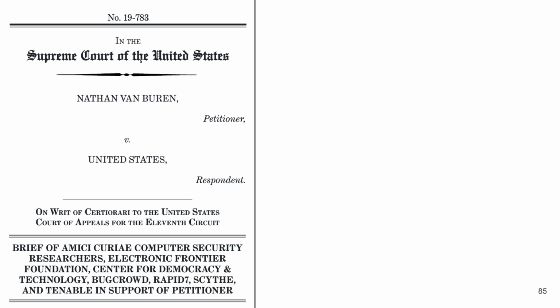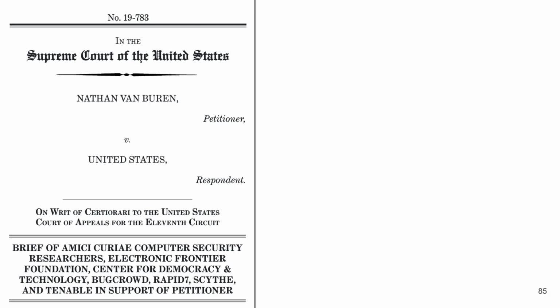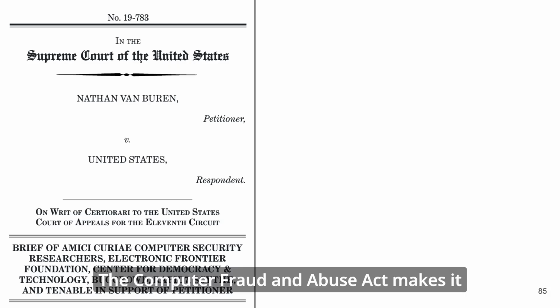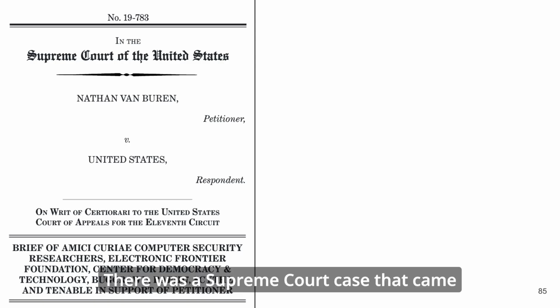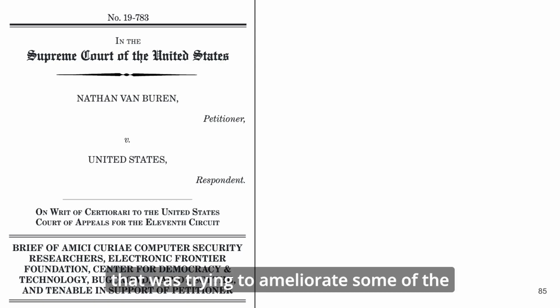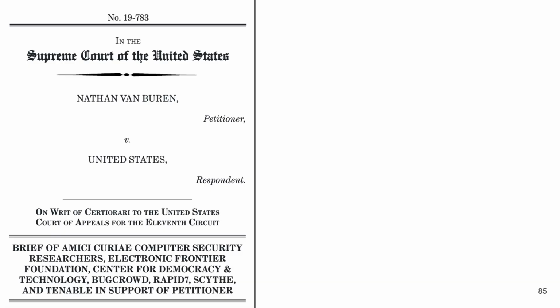It got even more extreme. So at a certain point, I actually helped, there's a law called the Computer Fraud and Abuse Act. And the Computer Fraud and Abuse Act makes it illegal for you to gain unauthorized access to a system. And there was a Supreme Court case that came up, which was Van Buren v. United States, that was trying to ameliorate some of the worst parts of that law. In particular, anti-reverse engineering clauses in terms of service.